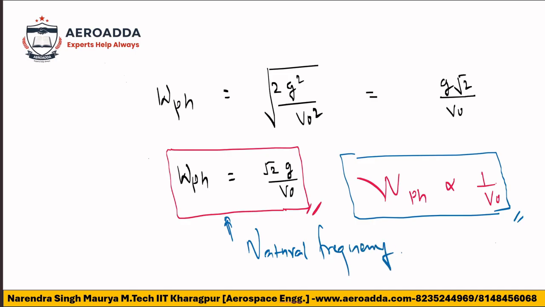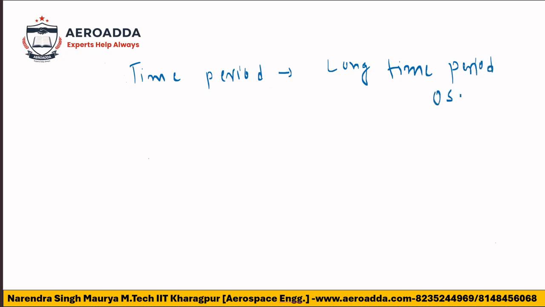Sorry, what about the time period? The time period is the long time period. Mentioned long time period. Time period of oscillation. At least you should know the value for the oscillation, called phugoid, no? So you know the very standard formula.